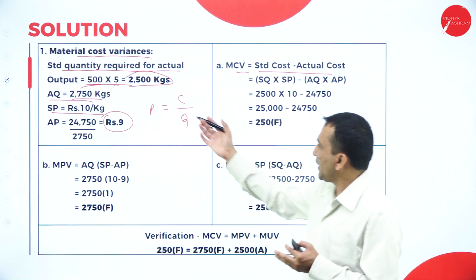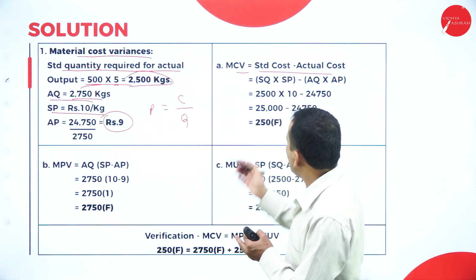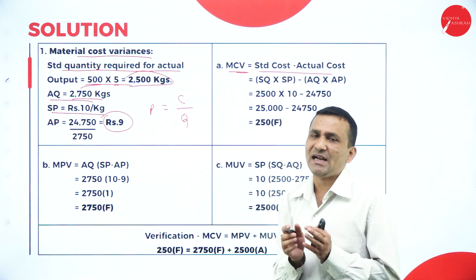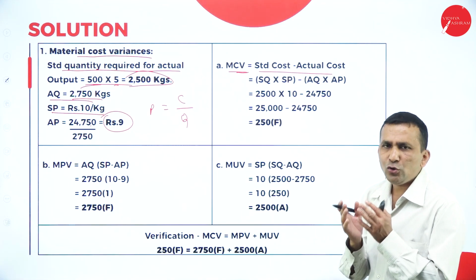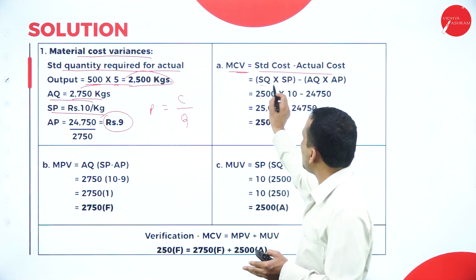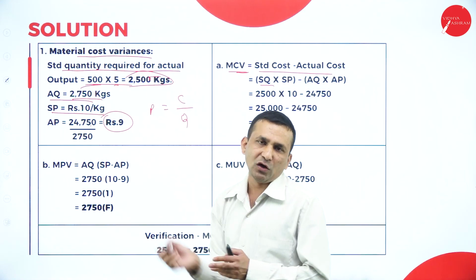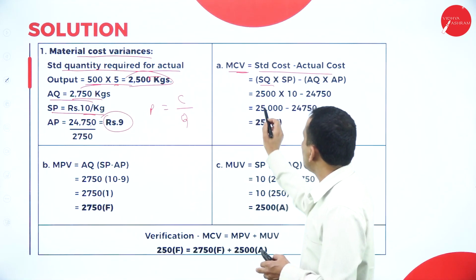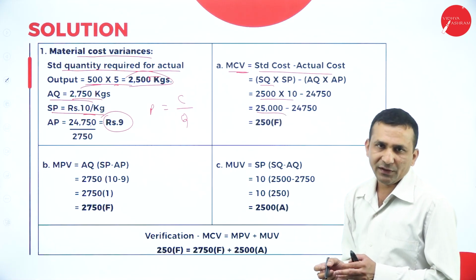Okay, so after getting all the information, we need to go for directly material cost variance: the standard cost minus actual cost. How to find out standard cost? Standard quantity into standard price. The standard quantity we just calculated is 2500. Now the standard price is also given in the question, 10 rupees. So if you multiply, you're getting 25,000.